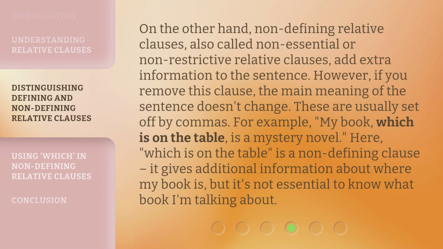On the other hand, non-defining relative clauses, also called non-essential or non-restrictive relative clauses, add extra information to the sentence. However, if you remove this clause, the main meaning of the sentence doesn't change. These are usually set off by commas. For example, my book, which is on the table, is a mystery novel. Here, which is on the table, is a non-defining clause. It gives additional information about where my book is, but it's not essential to know what book I'm talking about.